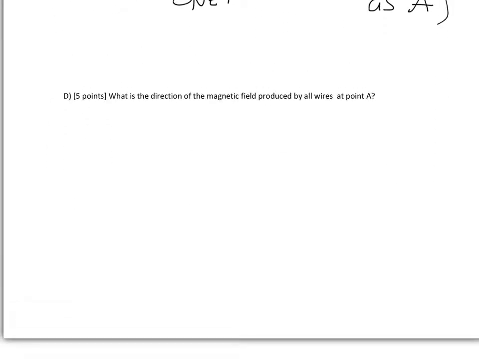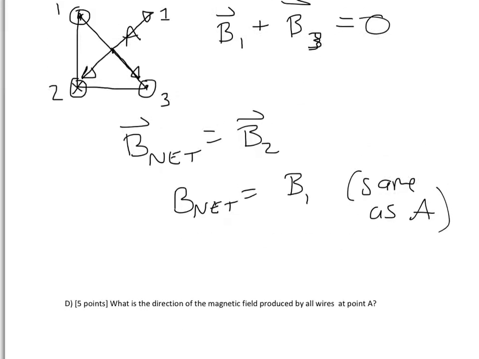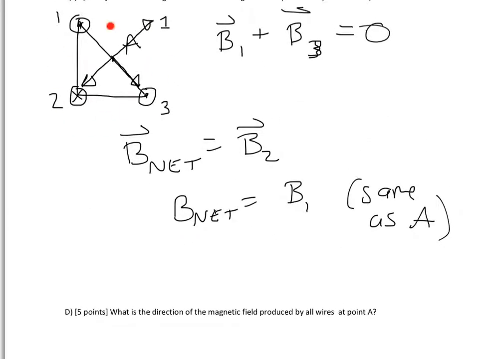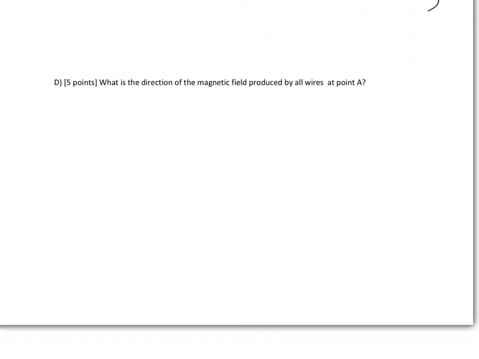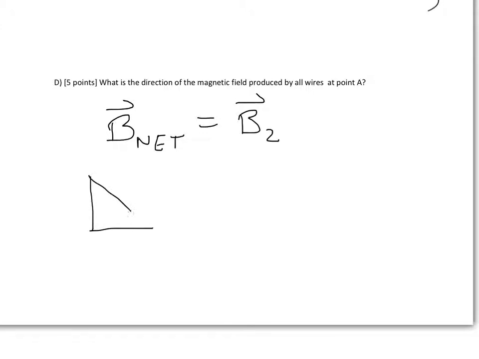The last question is, what's the direction of the magnetic field produced by all the wires? So let me leave this here and let's look at this diagram. I've already shown that the fields produced by wire 1 and wire 3 cancel, so all that we're left with is the field of B2. So in fact, the net magnetic field is the same as the magnetic field B2, and we can see that its direction is toward wire 3.